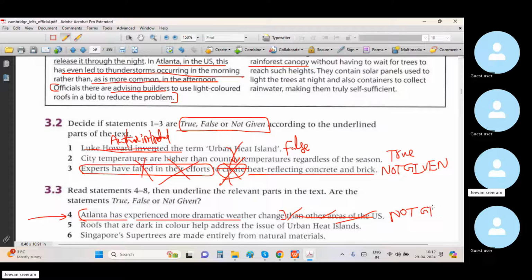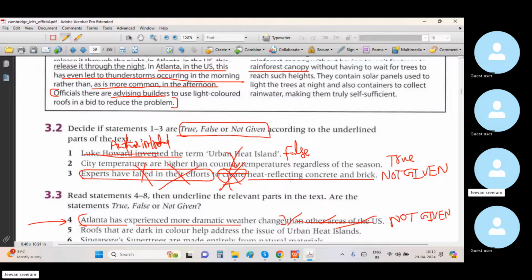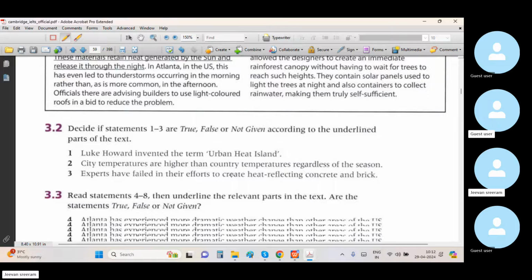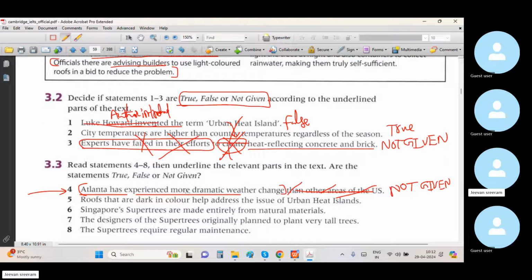Please try to understand. It's not that tough at all. If you are able to understand the passage clearly, why do we have to be confused? Atlanta has experienced more dramatic weather change than previously: previously means comparison between previous years and current years for Atlanta only. That's true. But if Atlanta's weather was compared with other areas of the US, there is no mention in the passage. That's why it is not given.